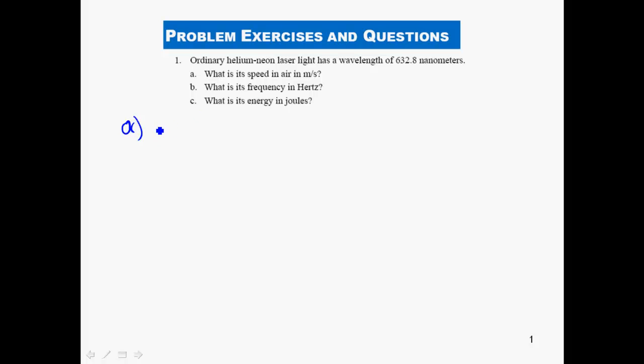Okay, so this is helium-neon light which emits a red light, and the speed of that red light in air is the same as the speed of light. So here the answer, the speed or velocity v, is equal to 3 times 10 to the 8th meters per second. Okay? So that was the expected answer here. All colors travel at the same speed, the speed of light.